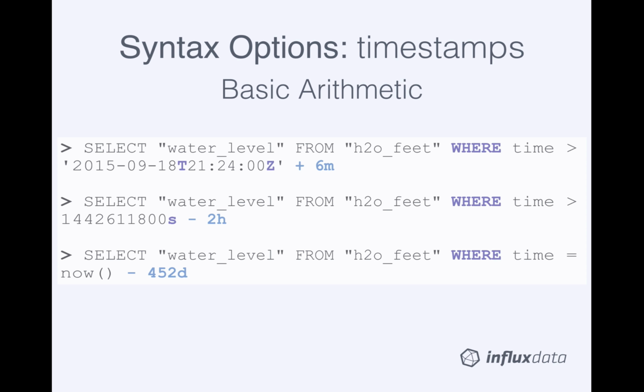The valid duration units include, going through the list, nanoseconds, microseconds, milliseconds, seconds, minutes, hours, days, and weeks. If you don't include the duration unit, InfluxDB assumes that it is in nanoseconds. And note that that space between the operator and the duration is required.